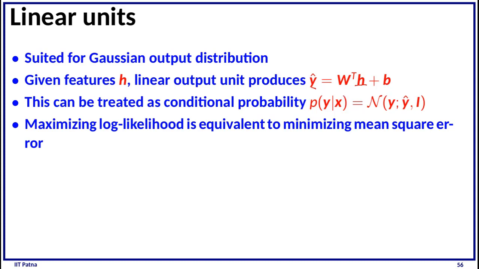And when we have a classification problem, what we try to do is specify the probability, that is, the probability of Y given X. This can be represented as a probability distribution, something like this. And in order to maximize this probability, what we try to do is maximize the log likelihood. And it can be shown that maximizing this log likelihood effectively means minimizing the mean square error that we have seen, similar to linear regression. So that is with respect to linear units.